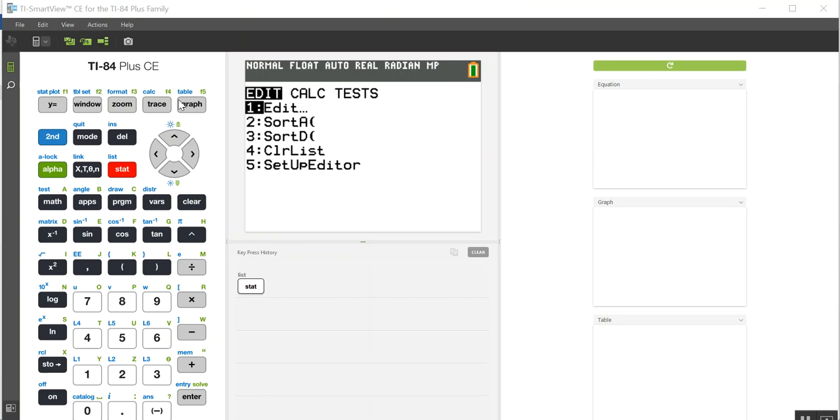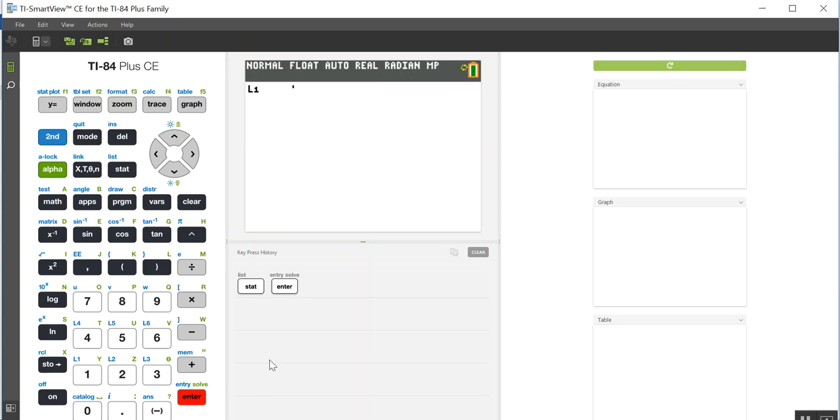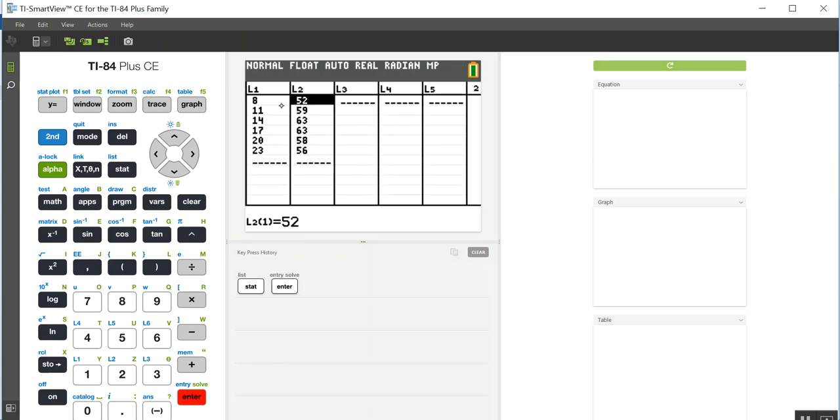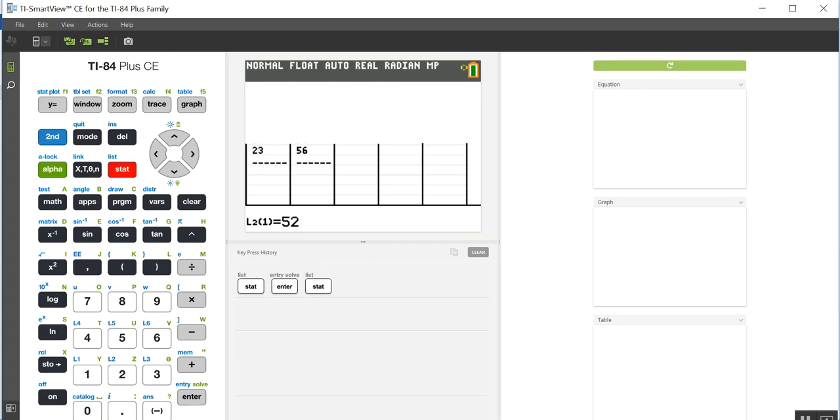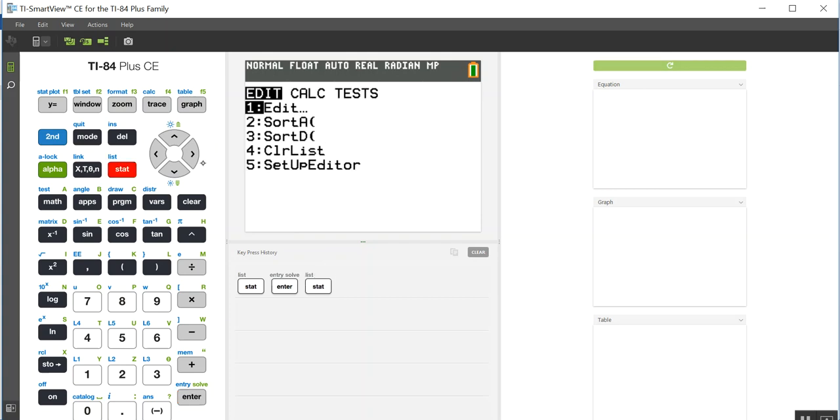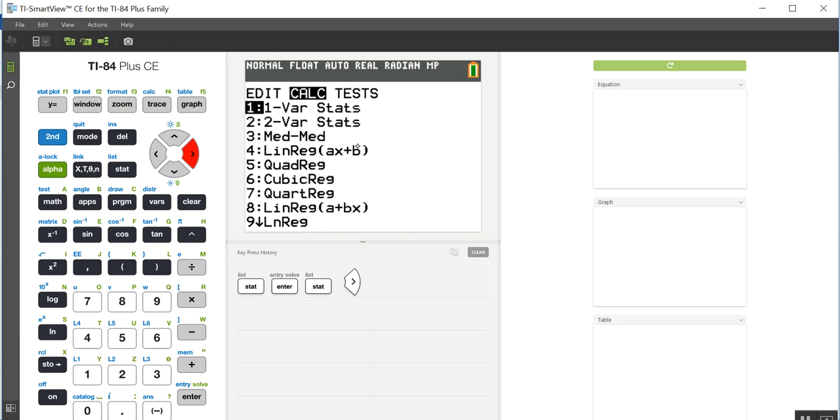Okay, so here's my calculator. Again, I'm going to hit the stat button, and that brings up my stat menus, and I'll hit enter, and you can see that I've put my x values, my time of day, into L1, and my temperature into L2. So let's hit stat, and go over to calc. And remember, a couple chapters ago we were using linear regression. Now we're going to use quadratic regression.